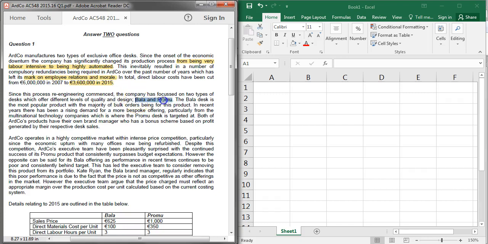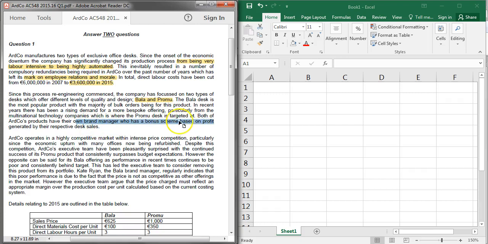They have 2 products, so 2 we're dealing with here. The Bala desk, which is the majority of the bulk orders. So that's the most popular one. And then there's the promo desk, which is targeted at multinational companies. So it's a more bespoke offering. And both of them have their own brand manager with a bonus scheme based on profit.